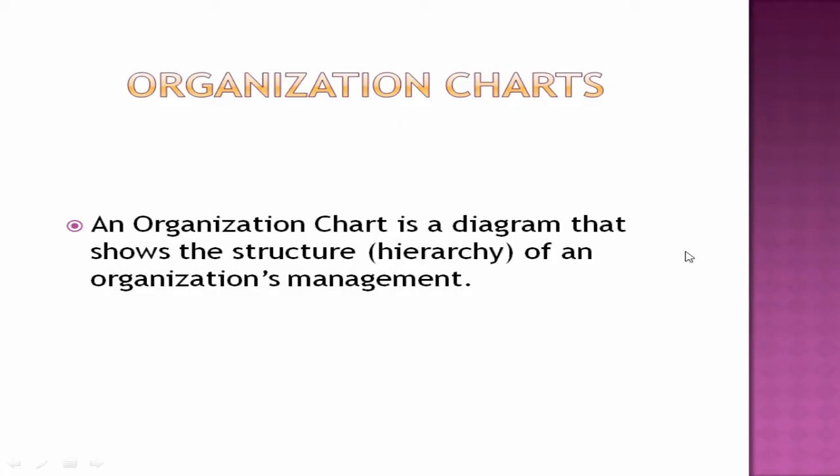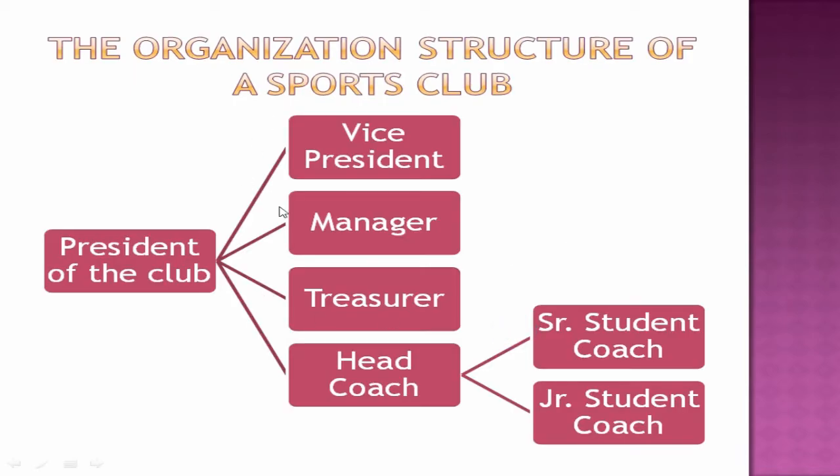See, an organization chart is a diagram that shows the structure of an organization's management. That means hierarchy. Every organization will have a hierarchy or a structure, right? It can be a school, an office, a company, anything. For example, if you are starting a sports club in your school, you will have a president of the club. Under the president, we will have vice president, manager, treasurer, head coach.